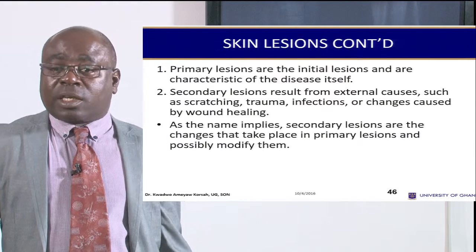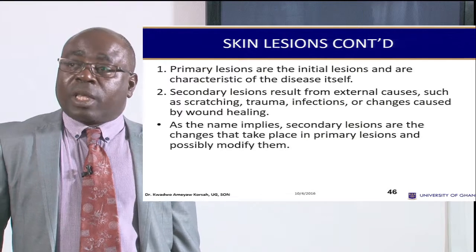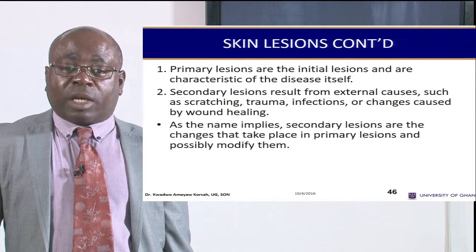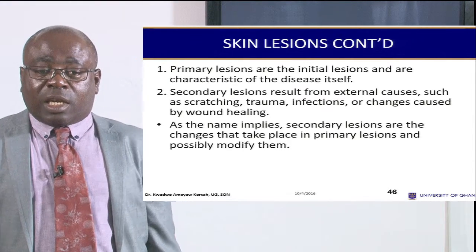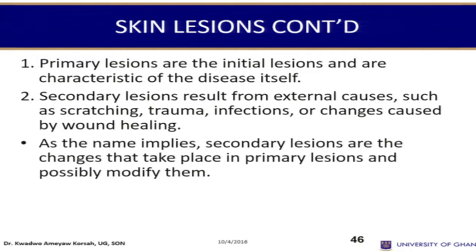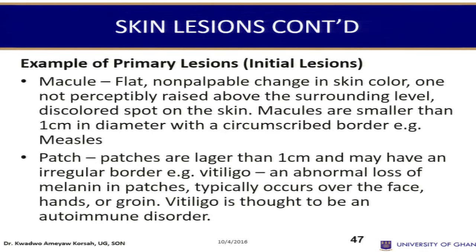For instance, chickenpox is a primary lesion, but when it is itching and there are external factors affecting it, for instance scratching, it will change to a secondary lesion as a result of the effects of those external factors. As the name implies, secondary lesions are changes that take place in primary lesions and possibly modify their structure, shape, and other features that we need to take into consideration.